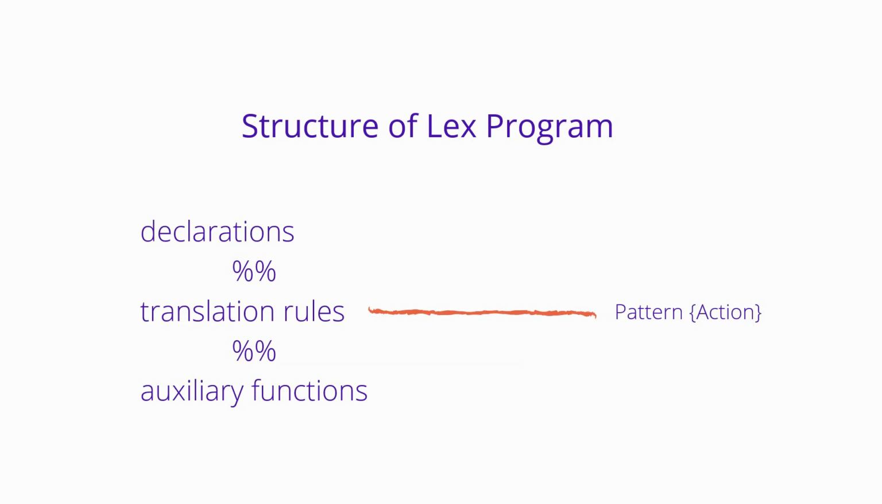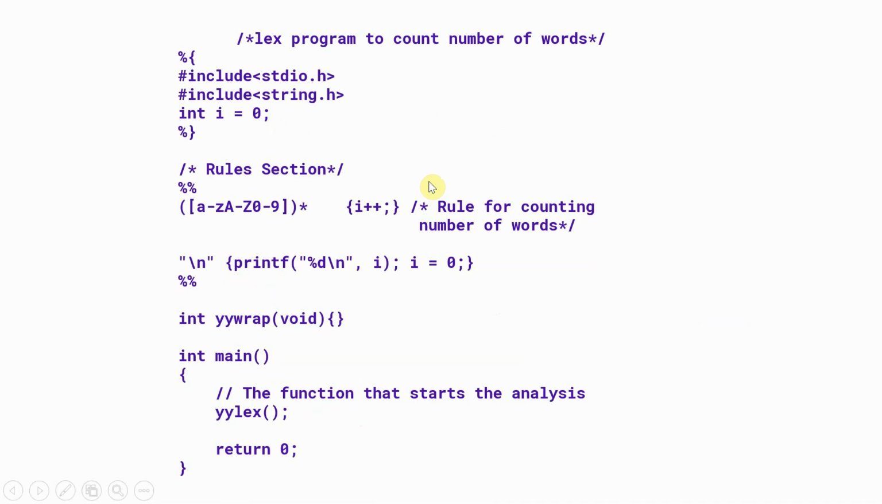The structure of a Lex program. A Lex program is the same as a C program with slight changes. There are three sections in a Lex program: we have declarations, then we have translation rules, and auxiliary functions. I'll give you one simple example of a Lex program which is used to count the number of words.